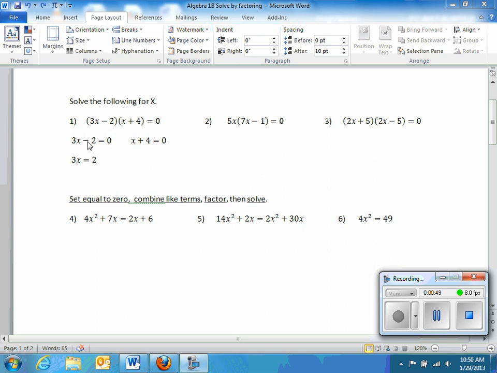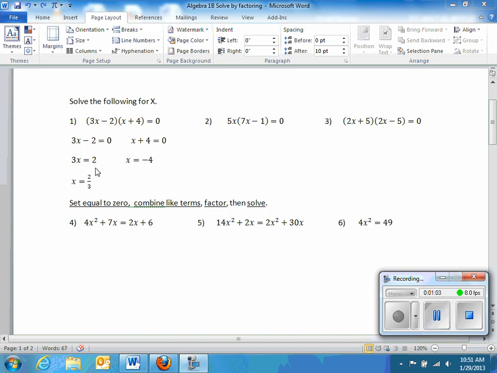Here I move the negative 2 across the equal sign, it becomes plus 2. Over here I use the plus 4, I move it across the equal sign, so it's negative 4. So one answer is x equals negative 4. Over here, I have to divide this side by 3, I get x. I have to divide this side by 3, I get 2/3. So my two answers are x equals 2/3 and x equals negative 4.